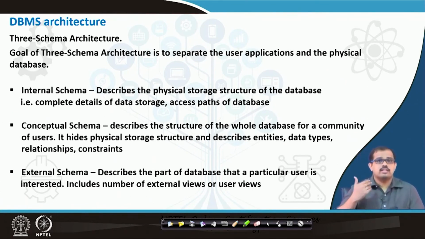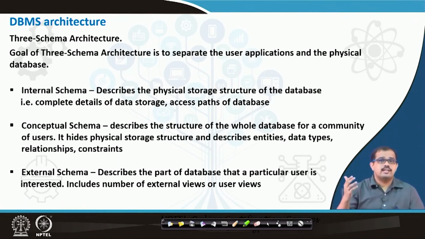The next part of the 3-tier system is called the conceptual schema. The conceptual schema describes the structure of the whole database for a community of users. It hides physical storage structures and describes the entities, data types, relationships and constraints. For example, if you go into a website, it doesn't show you how your data has been stored or where it has been stored, but it gives you a lot of drop down menus or pick boxes, wherein you just select some of these and use it for your analysis.